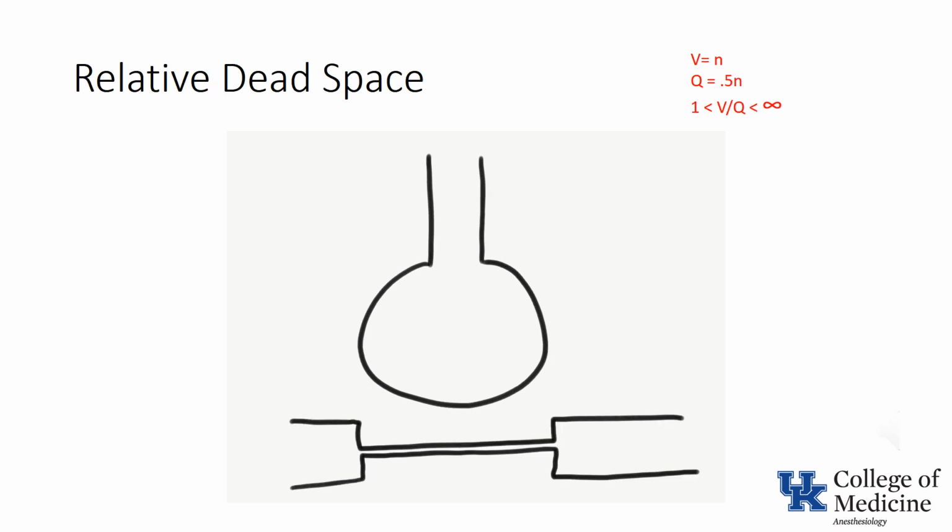Between a normal lung unit and a dead space lung unit, some alveoli may have ventilation in excess of perfusion. These lung units would have a VQ ratio greater than 1 but less than infinity.